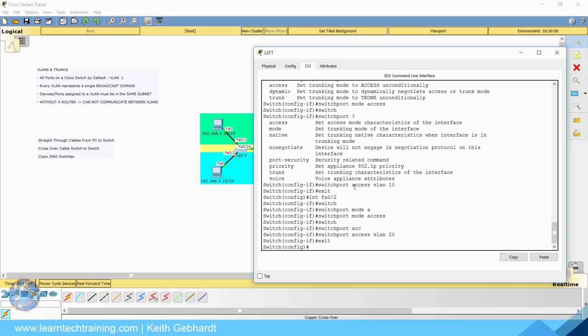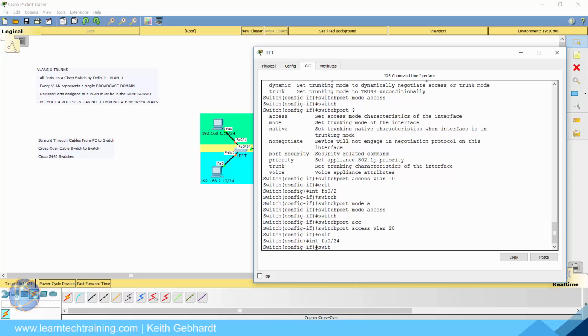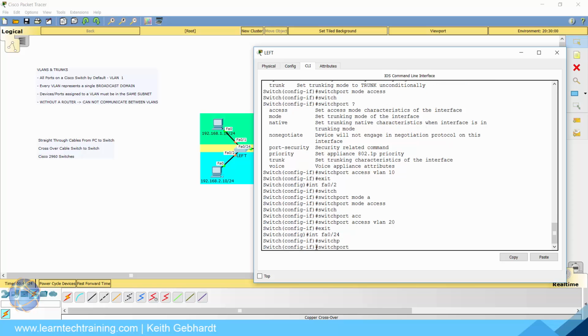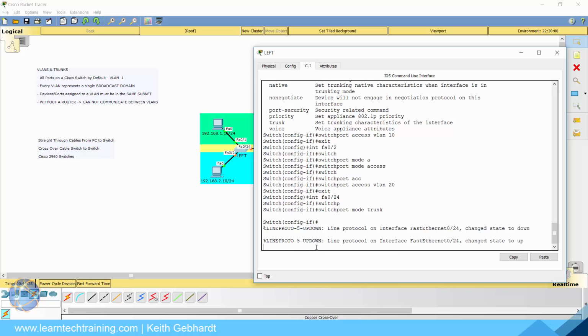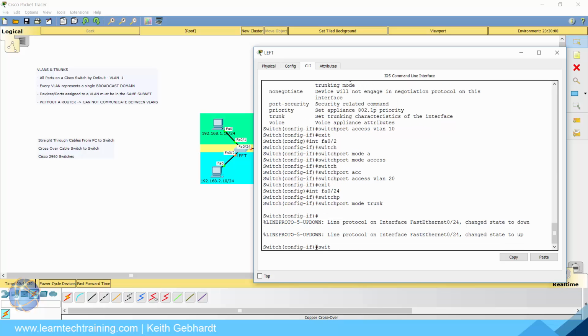Now we need to set up the trunk link, which is on Fa0/24. So we go into interface Fa0/24 and we do switchport. Now this is different, okay, mode. This time we have to tell it to be a trunk link. And now you can see the port is going down. Also, we need to tell it what to designate as that native VLAN.